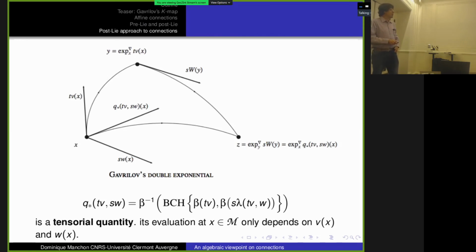So it is proved in Gavrilov's papers that this is a tensorial quantity. It's by no means trivial, but it can be shown. And tensorial quantity means that the evaluation at x depends only on the two directions here, and it doesn't depend on the values these directions could take around x.